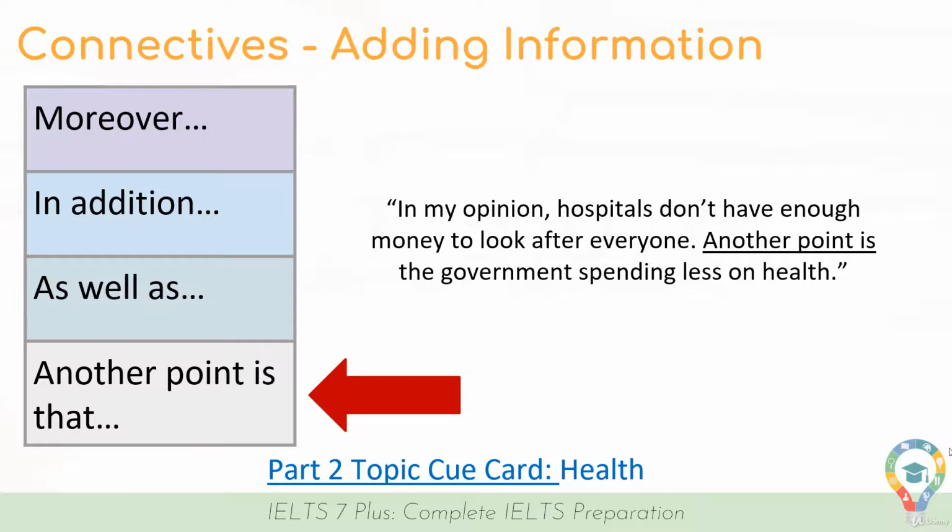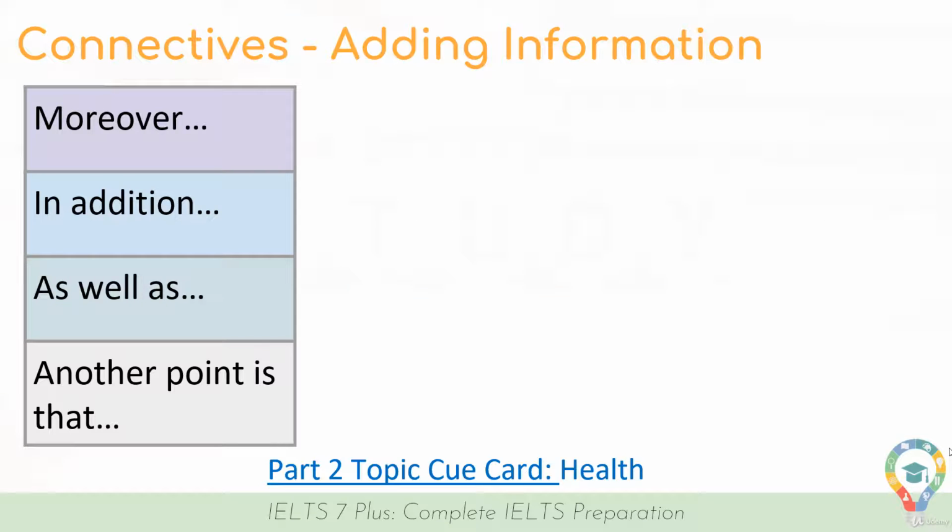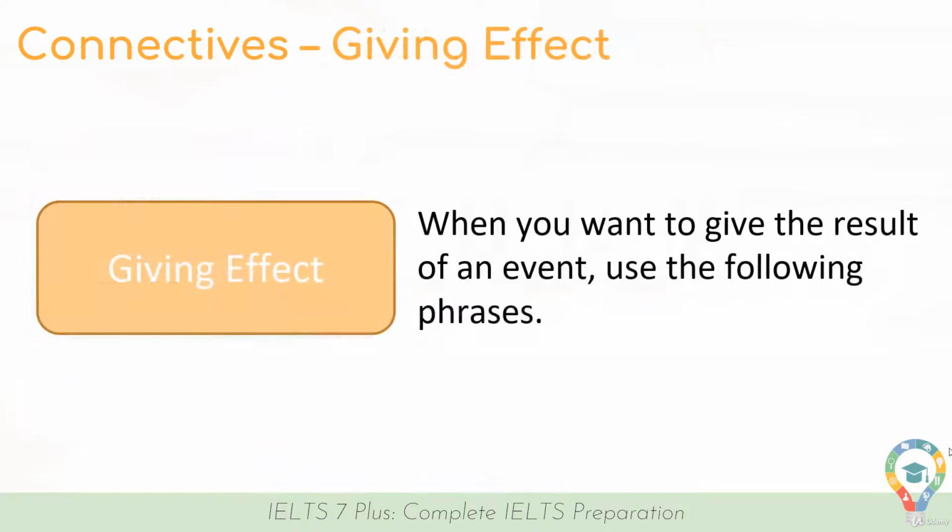Here we can see 4 connectives to add more information and give detail to the topic or subject that you are speaking about. Give them a go. Now we'll move on to giving effect. When you want to give the result of an event, use the following phrases. By giving effect, I mean something like, it was raining, therefore I wore my coat. The result is I wore my coat because of the situation, it was raining. Let's see 4 examples.